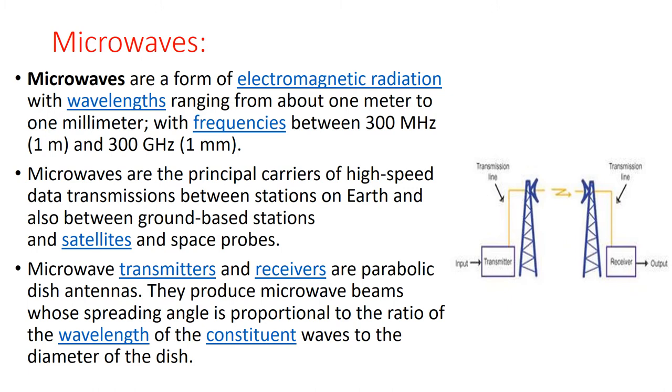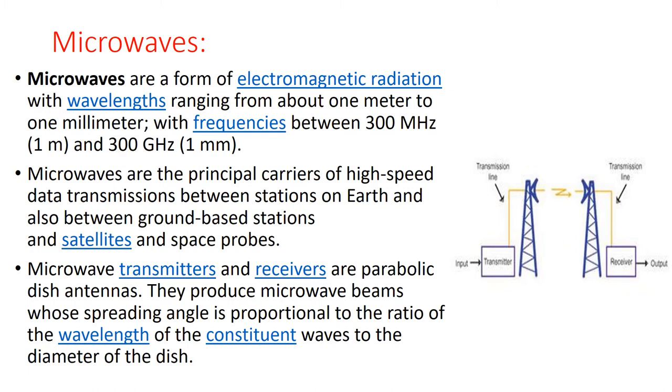So when you are supposed to make data transmission with high speed, then we need to use microwaves, because microwaves are capable of transmitting data with high speed between stations on earth and also between ground based stations and satellites. That's why we are using microwaves in broadcast communication or in satellite communication.